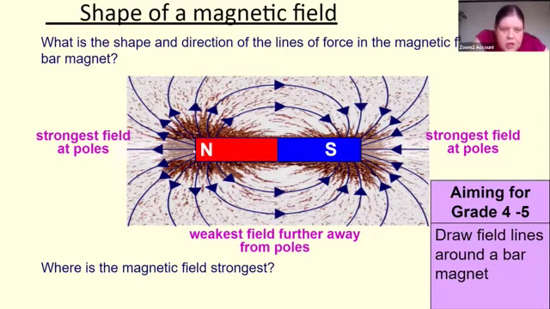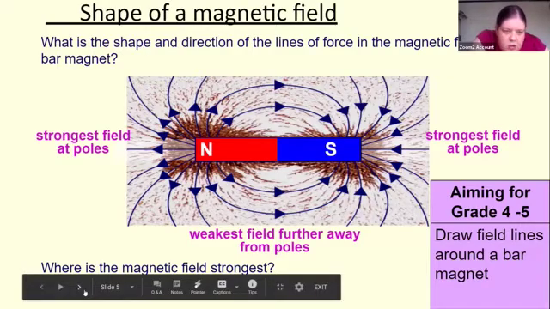You also need to be aware of arrows. So if you ever get asked to draw a magnetic field diagram, it's important to remember to put the arrows coming out of north, going round to south, and then back into south. So out of north and in at south.